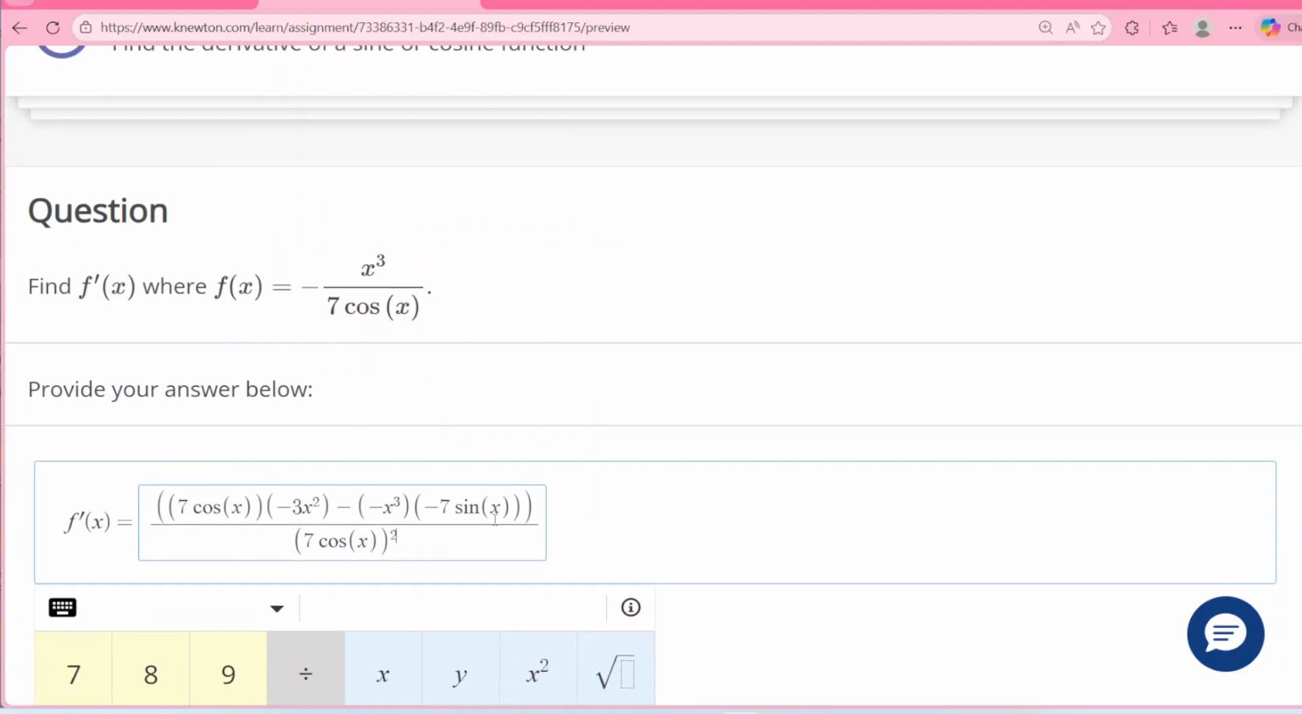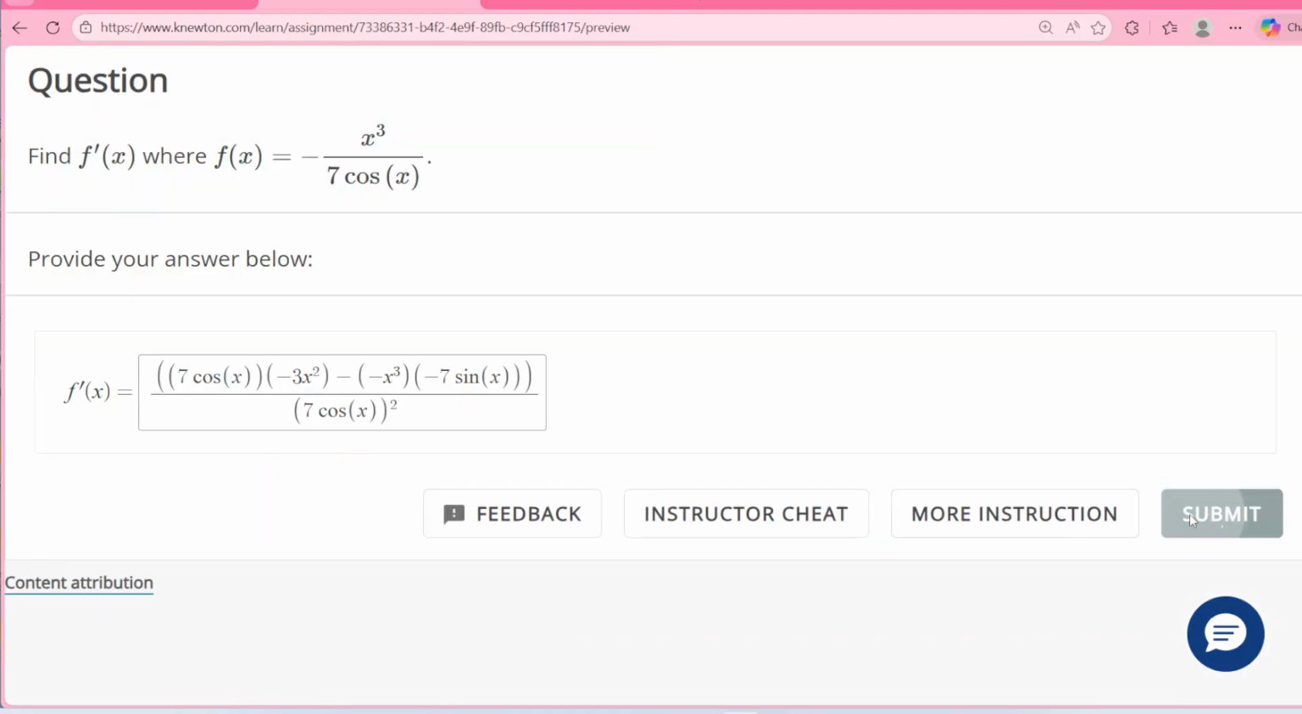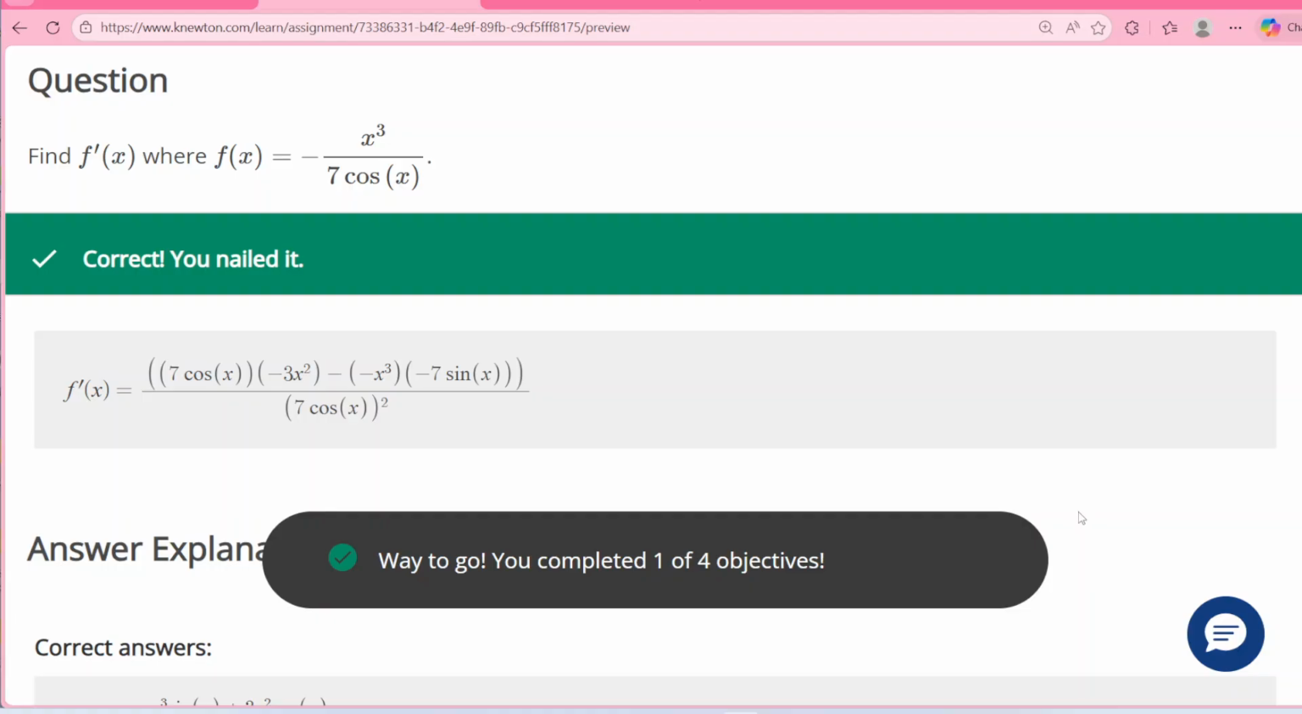So again, I just talked you through the quotient rule with this fraction up here. And again, that's all you need. As long as you type in something equivalent to what they're going to have, should be good.